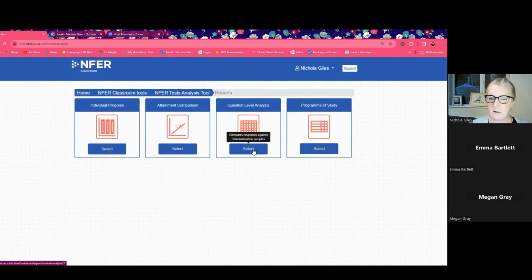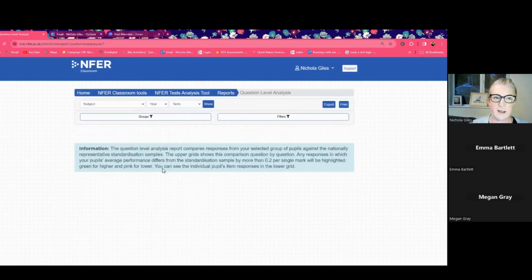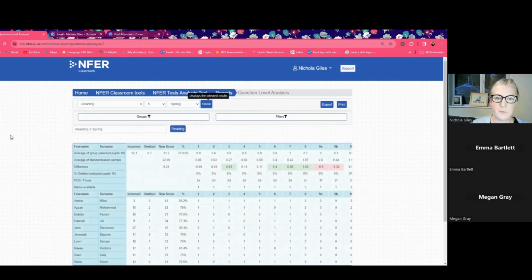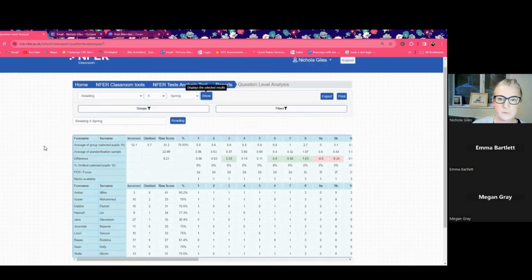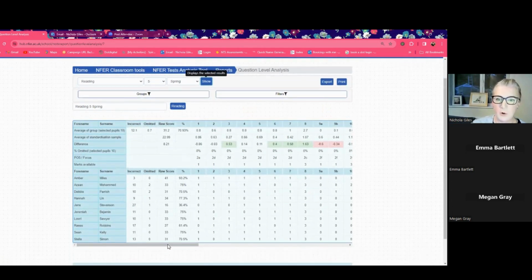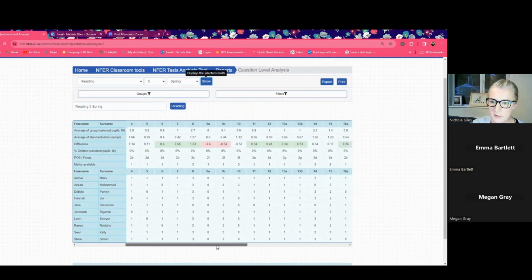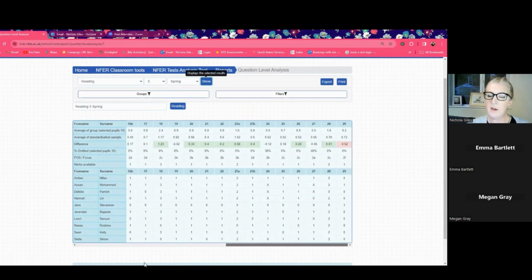So if I then again have a look at that question level analysis on this one, so reading, we're now year 5, remember we'll look at spring. So there's only one paper in Key Stage 2, like I said earlier. And then just to remember, I didn't mention earlier, you can see near the end of the paper, so from about question 24, you've got some X's appearing.